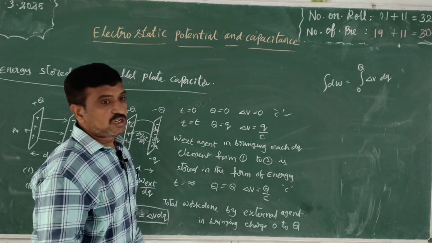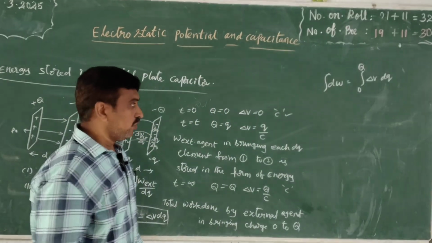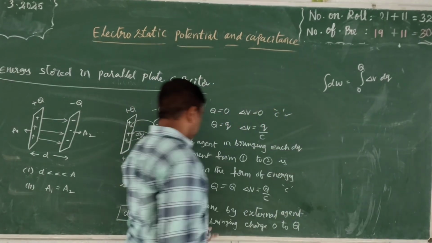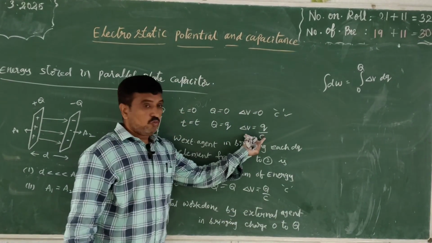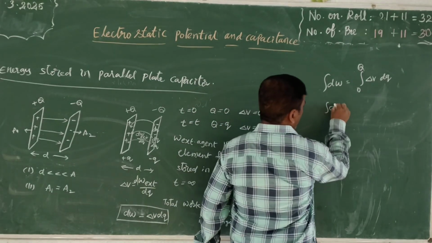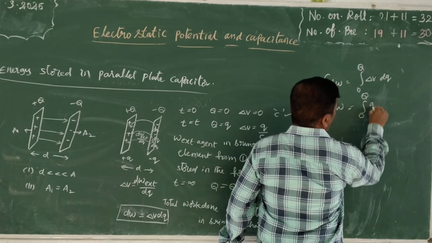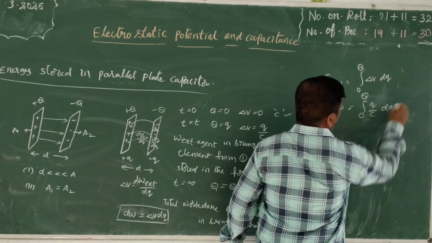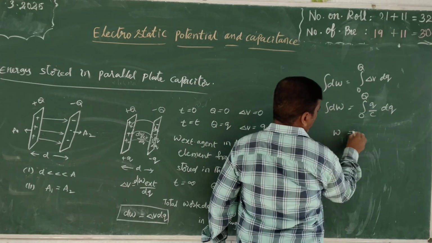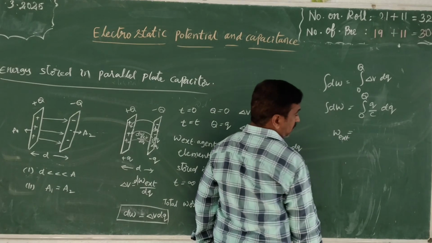Yes. So delta V dq we can write. Delta V means q by c, so we can write dW equal to integral 0 to q by c dq. This dW is the work done by the external agent.